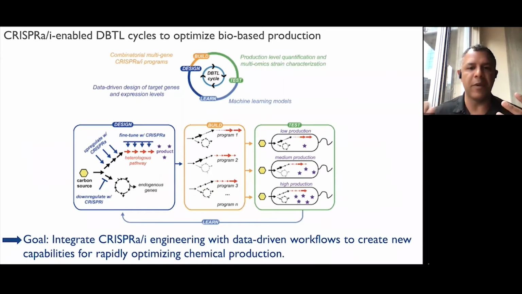Now, ultimately, what we want to do is combine these tools with multi-omics data collection and machine learning, and then that would give us the ability to fully develop multi-gene CRISPR-AI programs that could dramatically improve the ability to engineer bacteria for bioproduction through accelerated design, build, test, learn cycles.